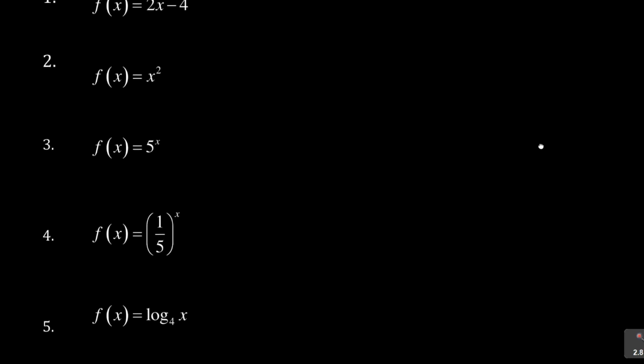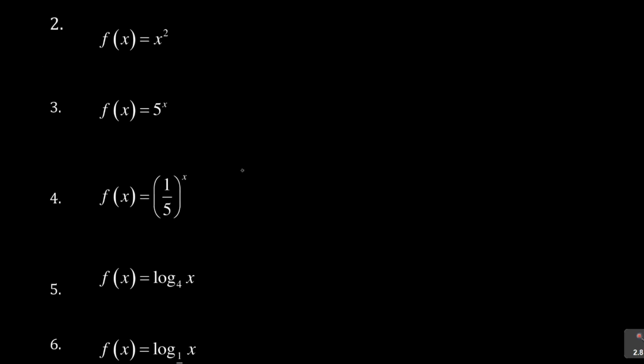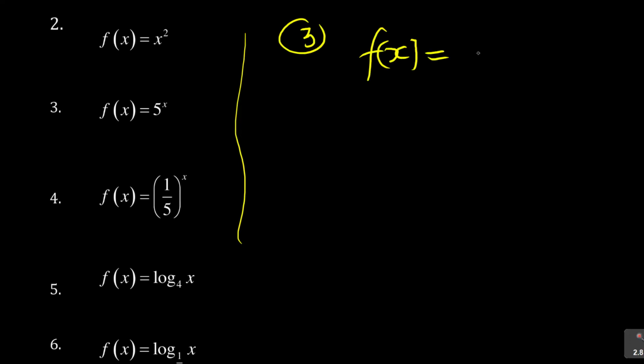How do you do number 3? Number 3 is here: f of x is equal to 5 to the exponent x. How do you find the inverse of that? Remember, first things first, change f of x to become y. So y is equal to 5 to the exponent x. Before that, let's write it: f of x is equal to 5 to the exponent x. I was going ahead of myself.